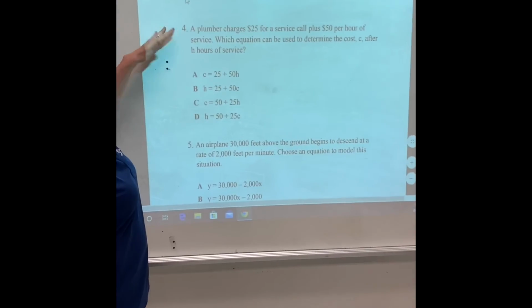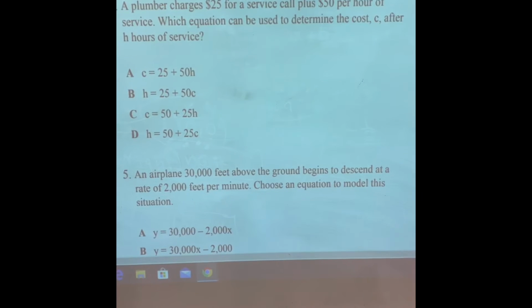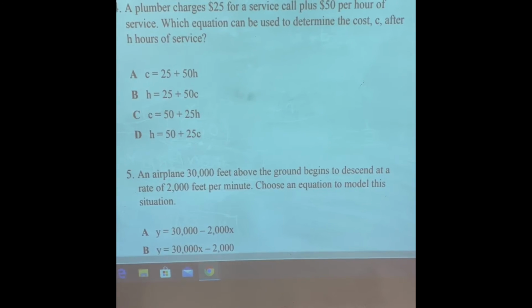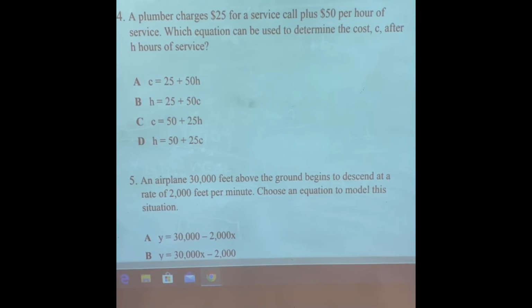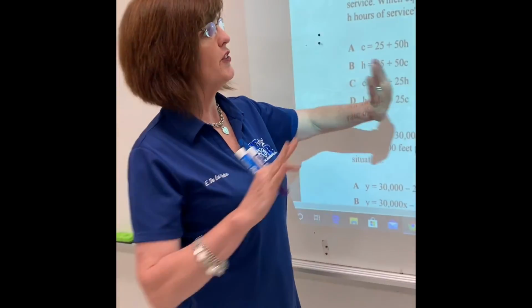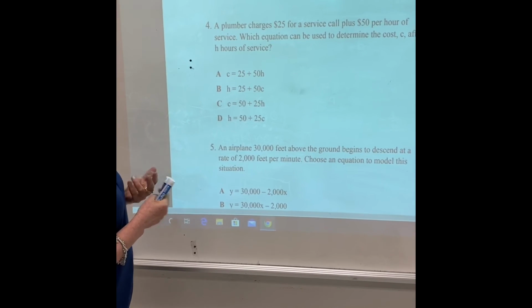Number 4, and remember, read. A plumber charges $25 for a service call plus $50 per hour of service. Which equation can be used to determine the cost, C, after H hours of service? Like I said, I read it through the first time before I start doing any kind of math to it. I just want to comprehend those words.